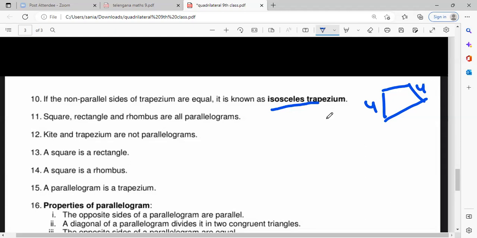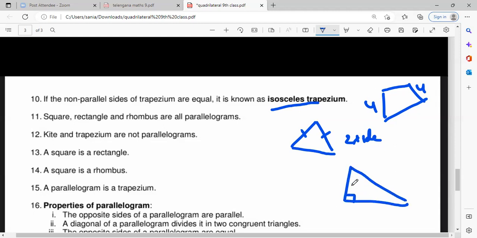Why isosceles? There's a property of isosceles, whether it is a triangle or a trapezium. Remember one thing, in an isosceles triangle, what is the property? Two sides are always equal. So over here also two sides are equal. That's why it is not a simple trapezium, it is an isosceles trapezium. Similarly for a triangle, if one angle is 90 degrees, it is known as a right angle triangle. So it gets a different name according to the criteria. Similarly, a normal trapezium is just a trapezium, but if the non-parallel sides are equal, then you will say it is an isosceles trapezium. Clear? Okay. Then remember one thing.